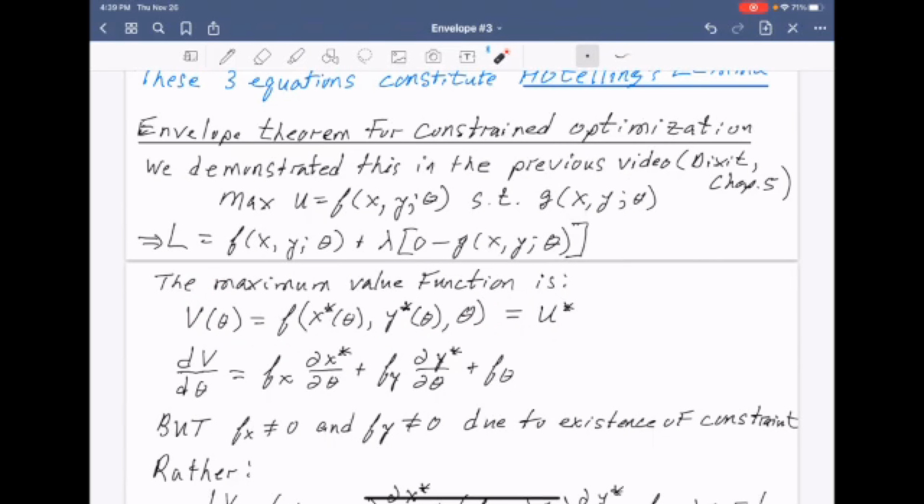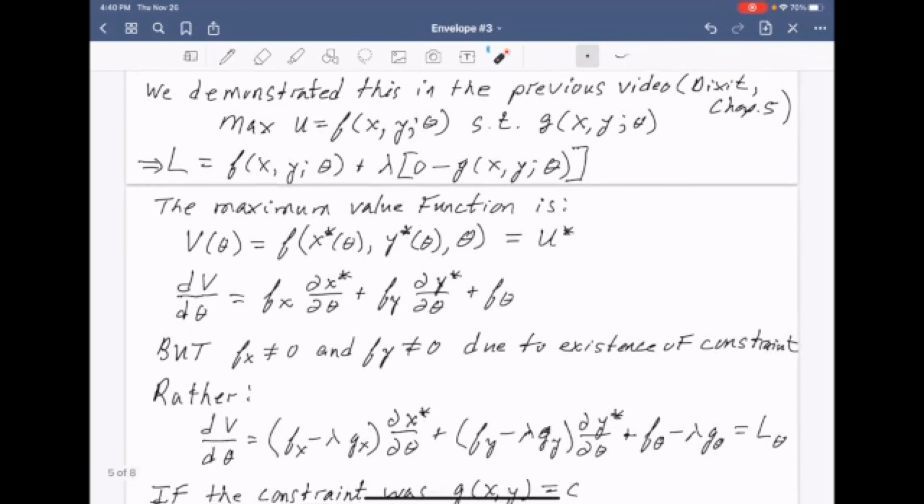So if we take the derivative of V with respect to theta, we get f_x times the partial of x star with respect to theta, plus f sub y, which is the partial of f with respect to y, times the partial of the optimal y star with respect to theta, plus the partial of f with respect to theta as well. But in this case, because we've got constrained optimization, f sub x and f sub y are not equal to 0, because of the constraint there.